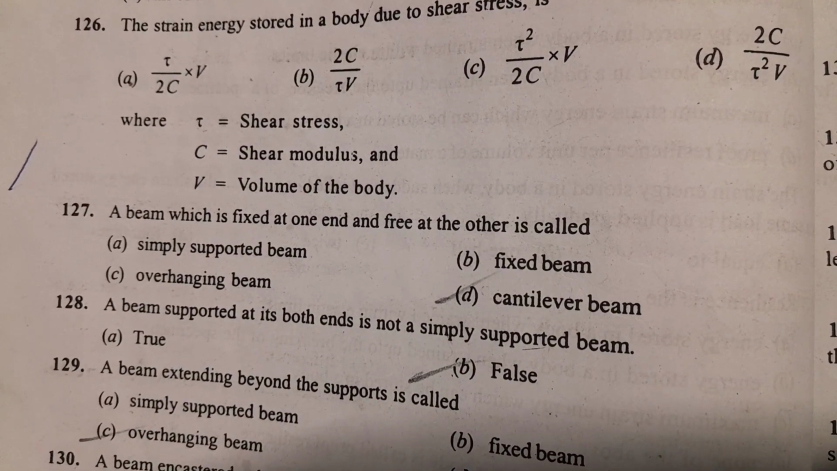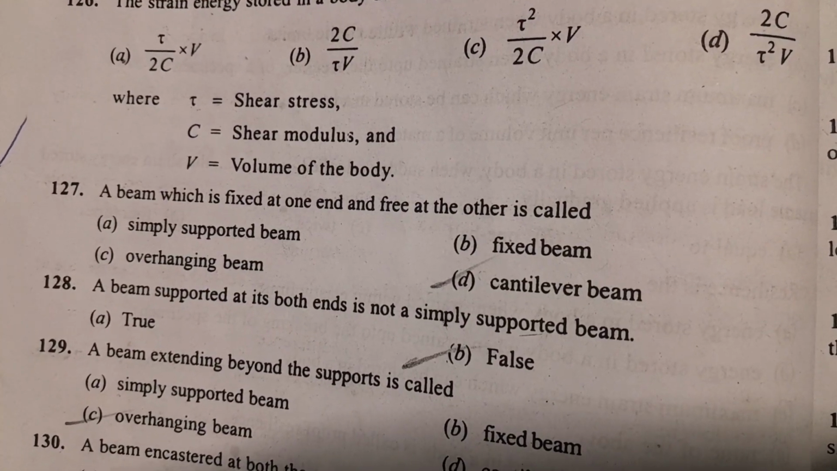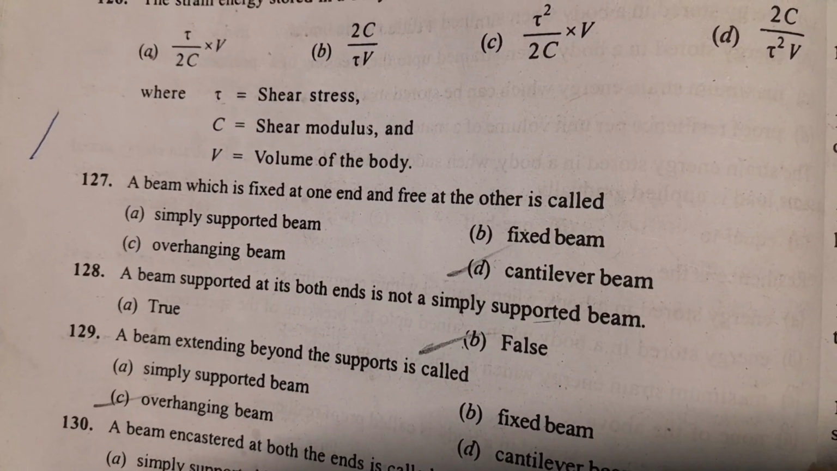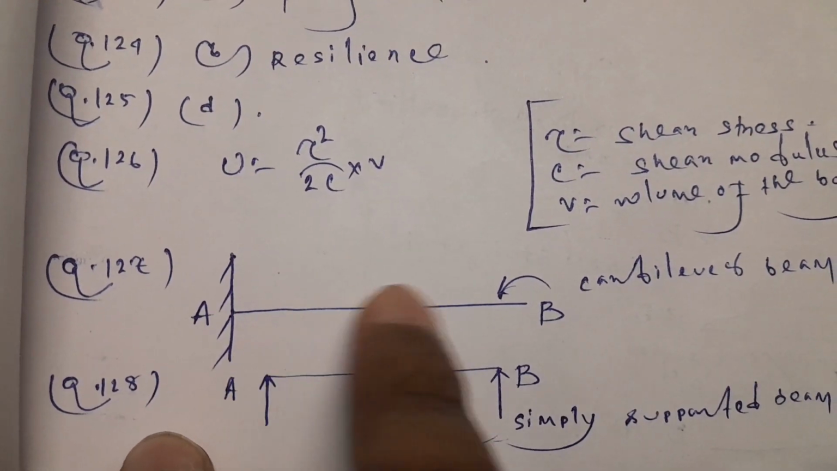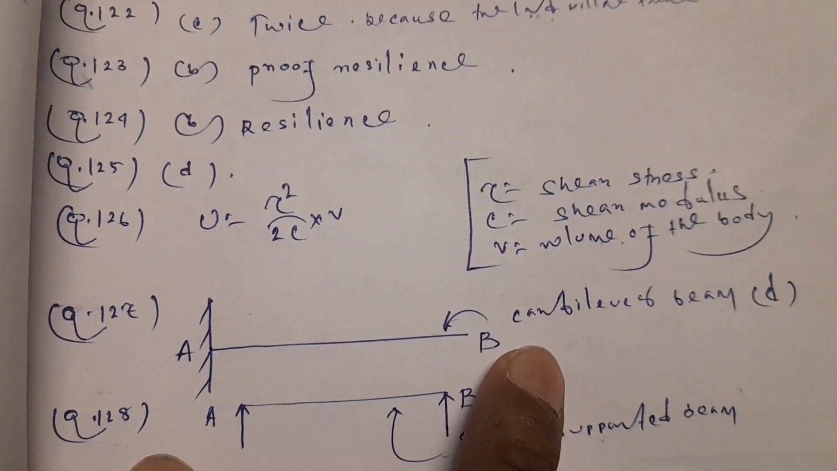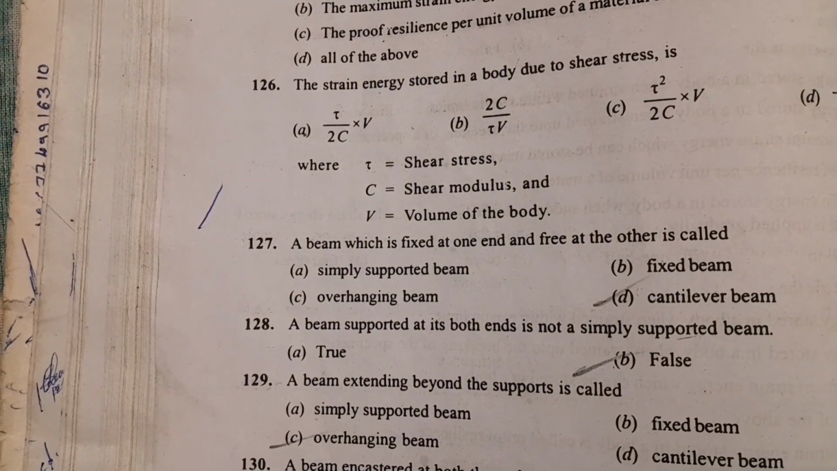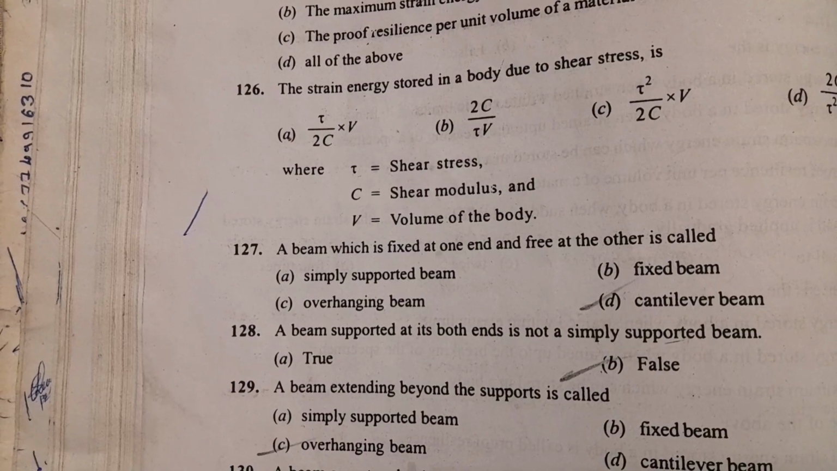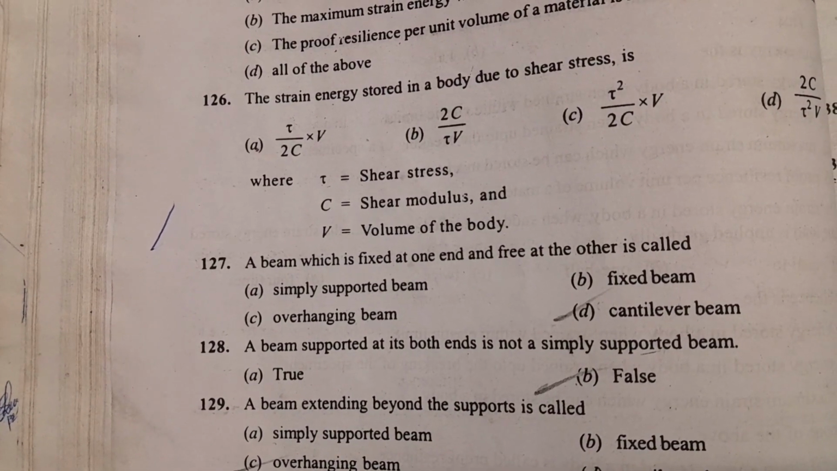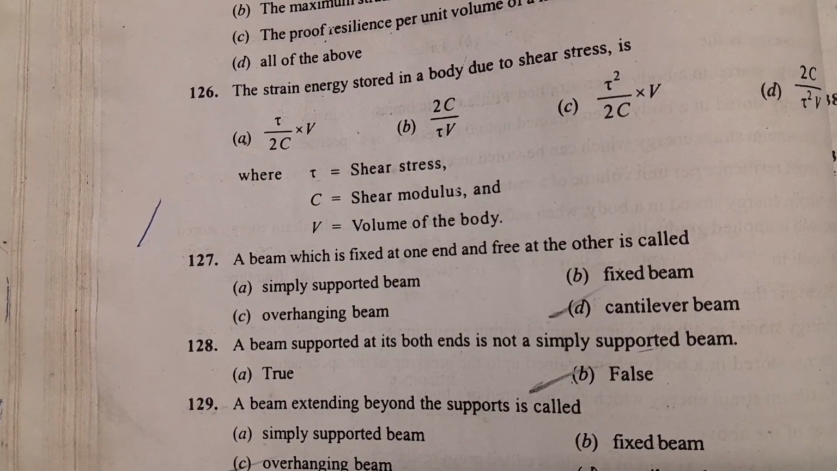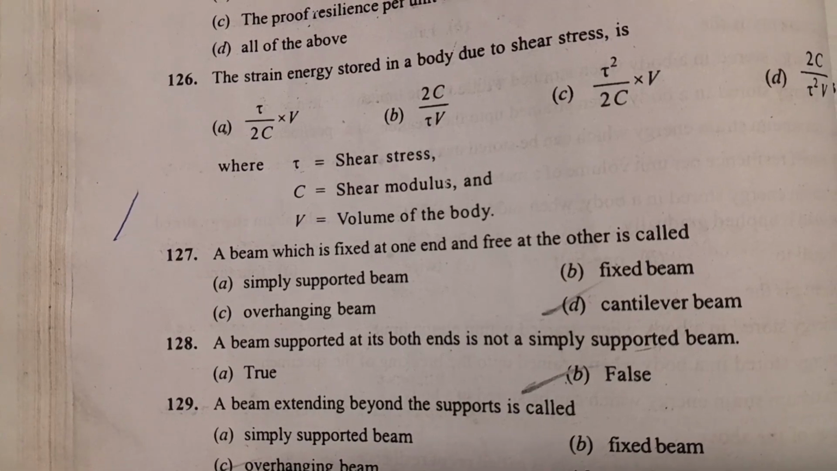Next question 127. A beam which is fixed at one end and free at the other is called, option D is the correct answer, cantilever beam. Let me show you. This is the beam fixed at one end and free at the other. This is called cantilever beam. Next question 128. A beam supported at its both end is not simply supported beam. No, a beam supported at its both end is called simply supported beam. So for this question 128, option B is the correct answer.